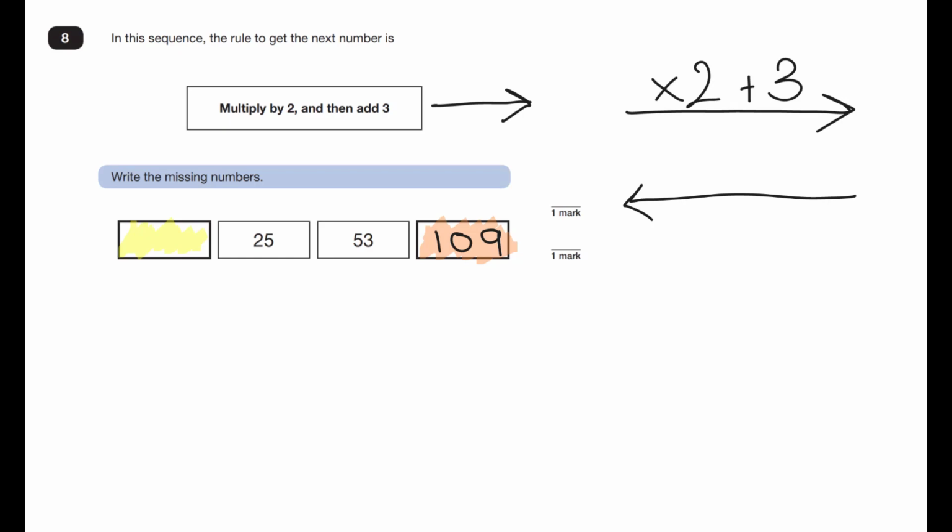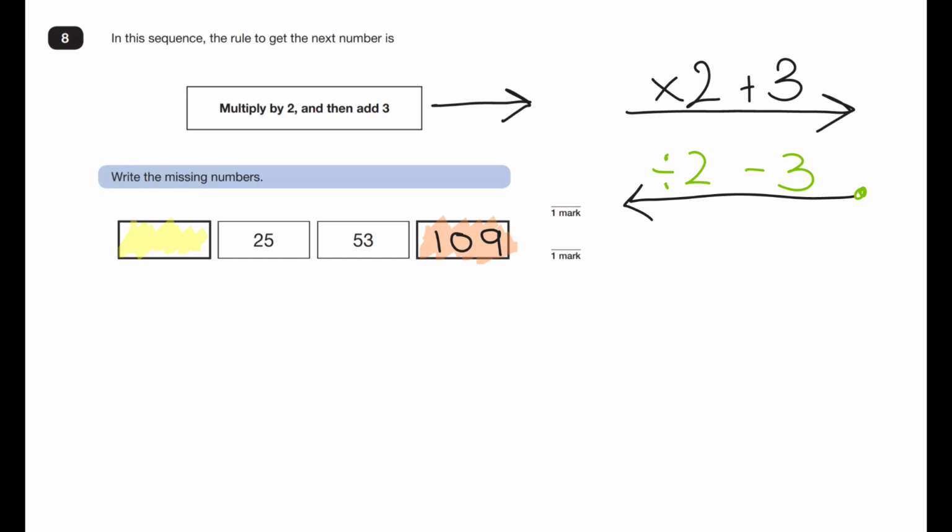To undo the add 3, we're doing the reverse, the inverse, we subtract 3. And then we've got a multiply by 2. What is the inverse of multiply? It's divide. So we're then going to do a divide by 2. It's very important that we start at this part of the arrow.